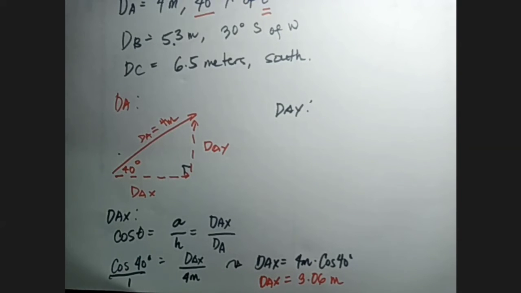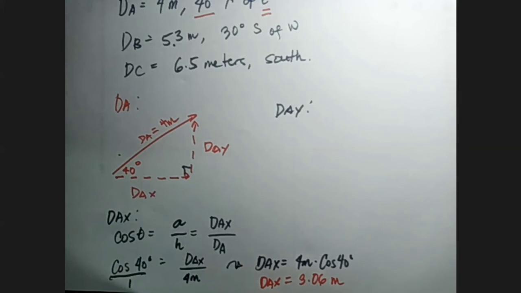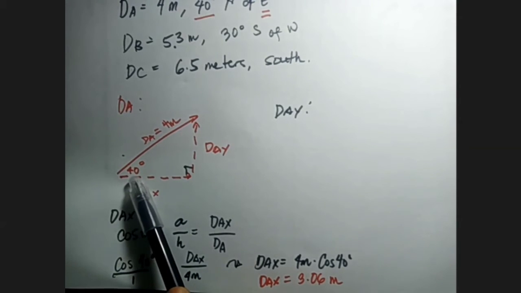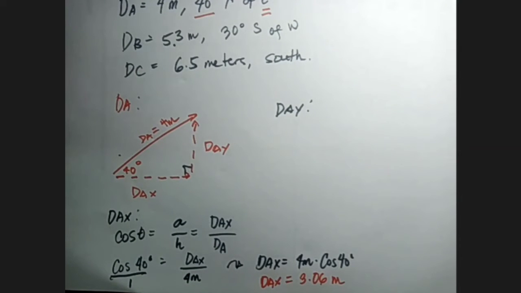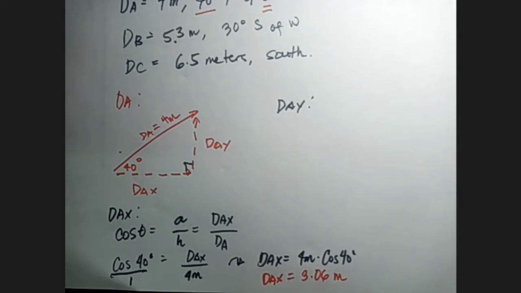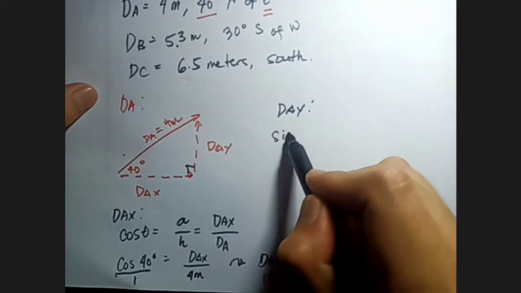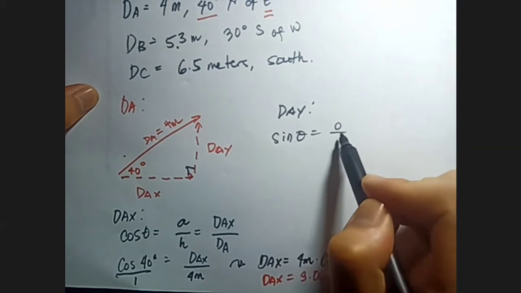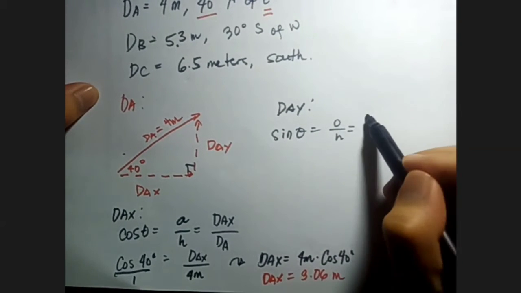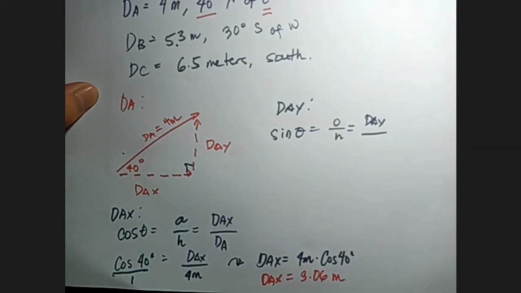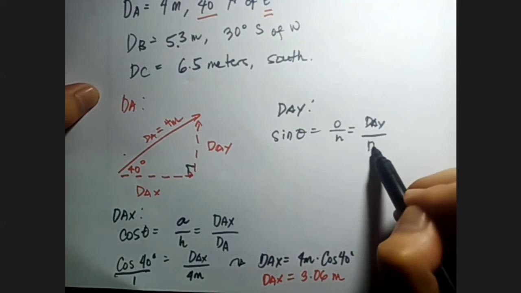To determine D sub AY, look at the right triangle. What is the relationship of this angle to D sub AY and in respect to the hypotenuse? That is opposite. What is the trigonometric ratio that we are going to use in order for us to determine D sub AY? That is sine theta, because sine theta is equivalent to opposite over hypotenuse, wherein opposite in this case is the D sub AY and the hypotenuse is the D sub A.